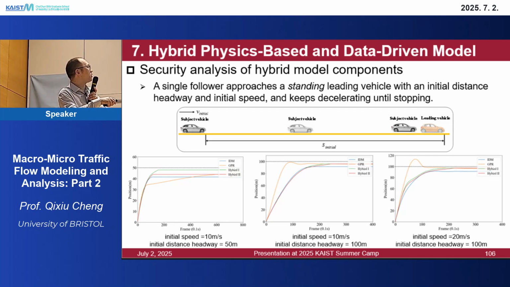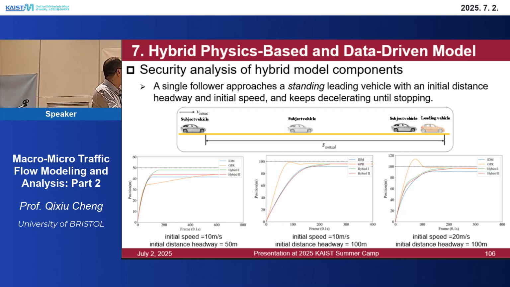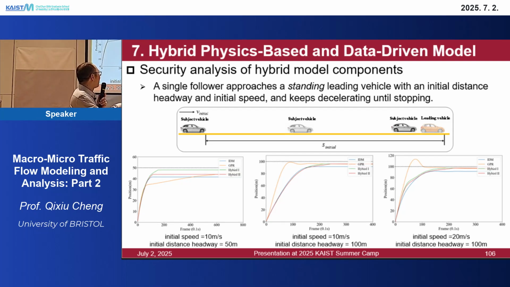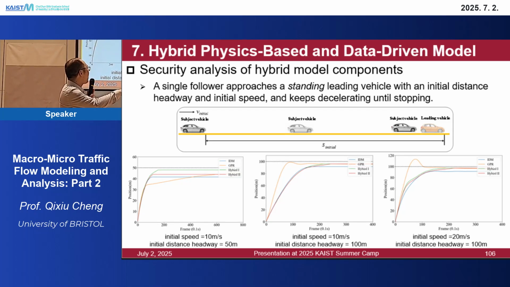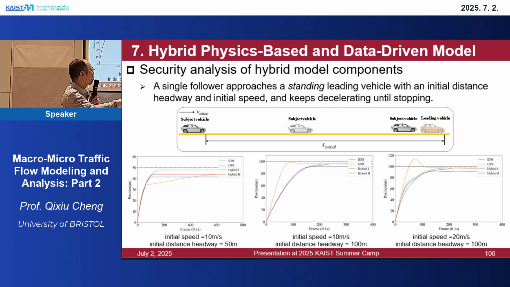This is unreasonable. You can see the vehicle trajectory goes back. It is unreasonable. And if we look at this case, the initial speed is 20 and the initial distance headway is 100 meters, where 100 indicates the standing vehicle here. We can see this vehicle goes through the standing vehicle and then goes back. So this is the data-driven model. It's unreasonable.